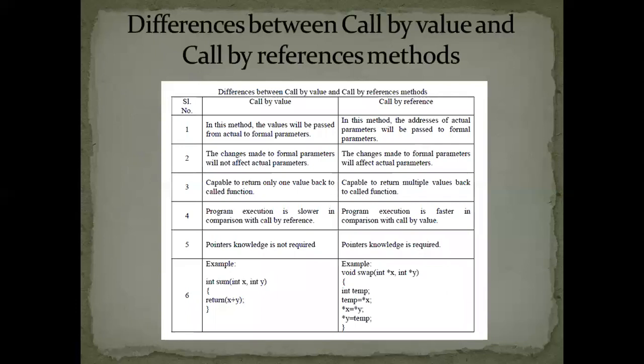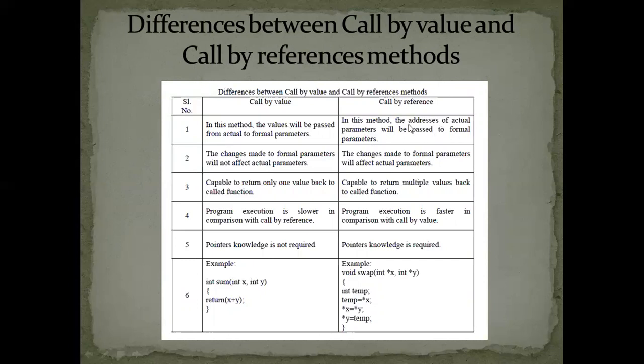I have gone through what is call by value and what is call by reference. So we'll see the difference between call by value and call by reference methods. Here we have two columns: one is call by value and the other is call by reference. In call by value, the first difference is that the value will be passed from actual to formal parameters. We have understood this with the help of the program, how we can pass the value from actual to the formal parameter. With call by reference, the addresses of actual parameters will be passed to a formal parameter.